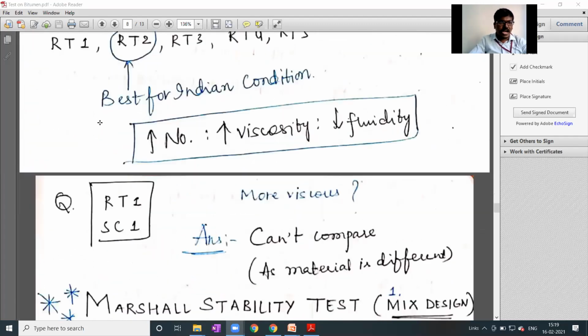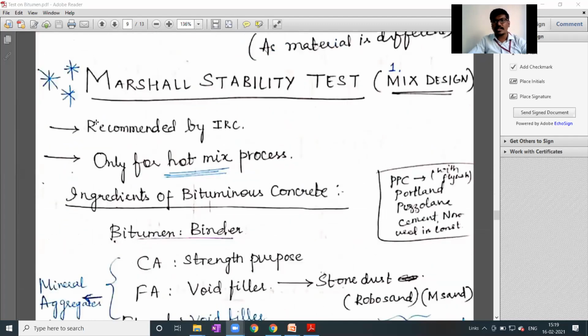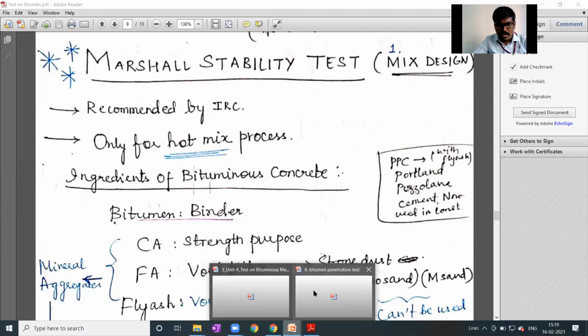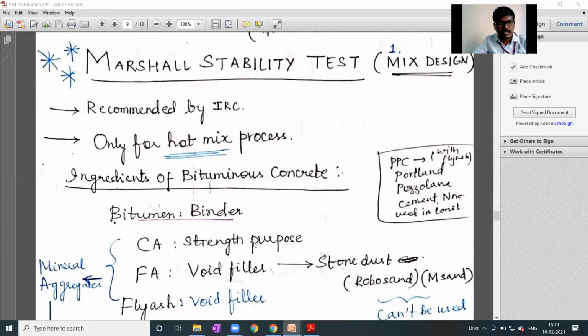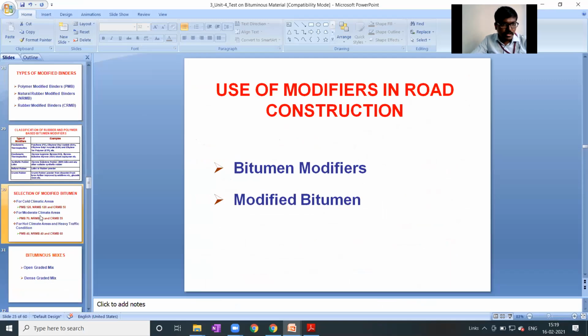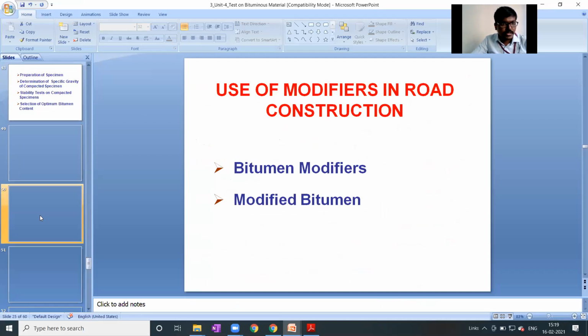Coming to tar, it is actually not so important. So I will be moving to the next test, that is the Marshall stability test. I am also left with modified bituminous binders, and their application.